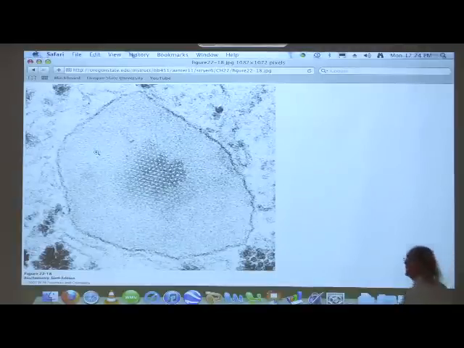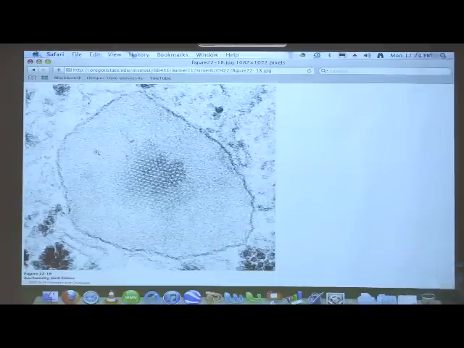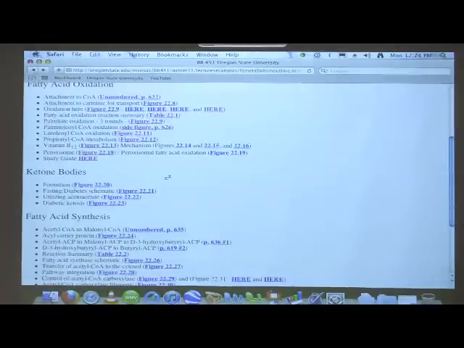What you see is an electron micrograph of a peroxisome. Okay, question? No, okay. What was the length of chain separation? So basically, if it's longer than about 16, oxidation of that fatty acid will start in the peroxisome.